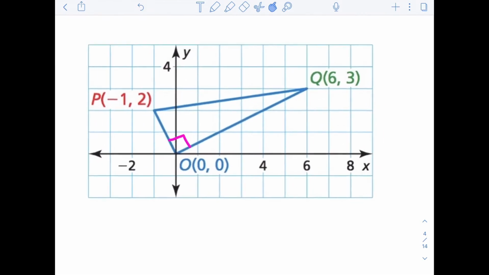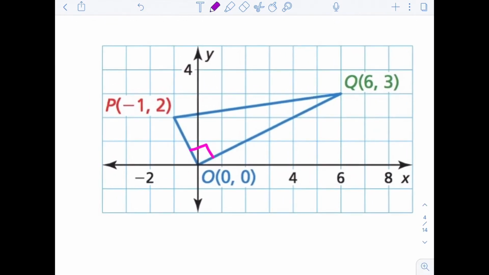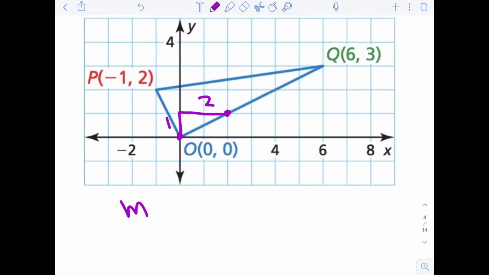So to find the slope of these segments, we have to look at the rise and the run. So for segment OQ, let's pick two random points. Let's pick easy points like the origin and this point right here. So the rise is 1 and the run is 2. So that means the m, which is the slope of segment OQ, is going to be 1 over 2. That's the rise over run.